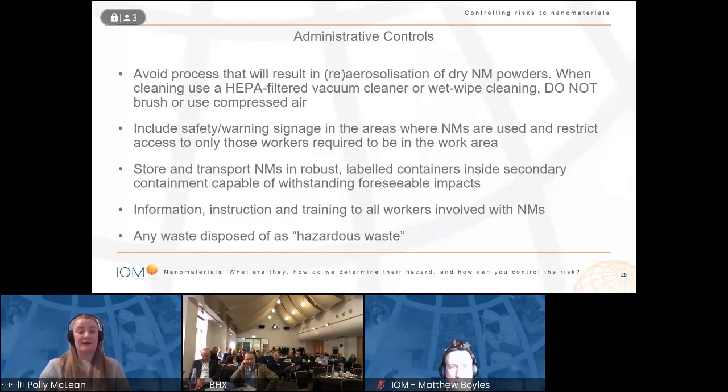There should be sufficient safety warnings and signage in the areas where nanomaterials are used, and access should really be restricted only to those workers who are required to be in the area. All nanomaterials should be stored in robust labelled containers, and all workers involved in any nanomaterial processes should have sufficient information, instruction and training. And finally, any waste that's produced should be disposed of as hazardous waste, purely because the hazards are still largely unknown for most nanomaterials.